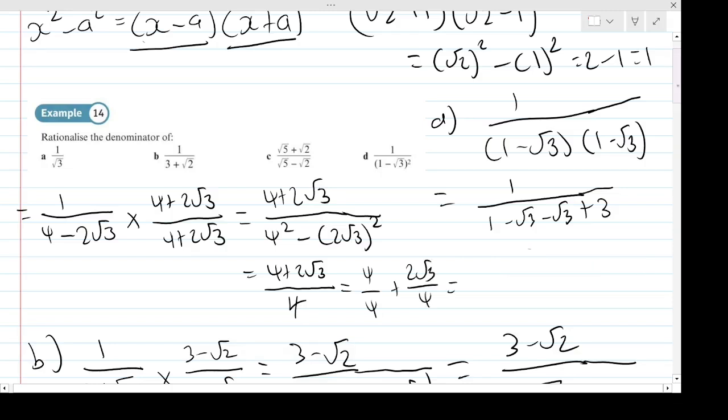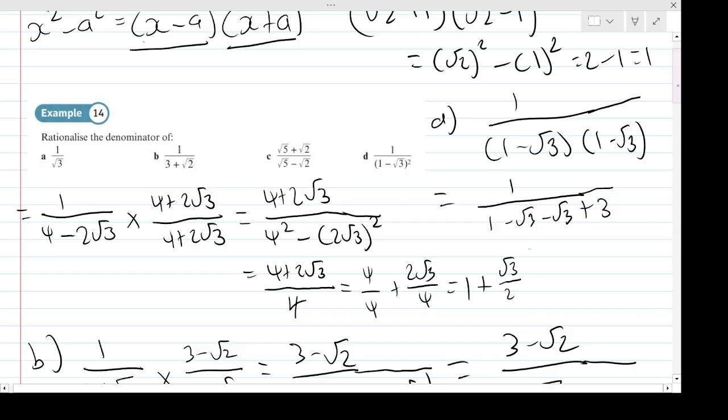Well, 4 over 4 is just 1. And then 2 over 4, well, that'll just be a half. So I'm going to have a half root 3, or I could just say that's root 3 over 2. Okay, I could put that in the numerator instead. That's, I guess, an easier, more simplified form, but it doesn't really matter. This is essentially the final answer, right? It's 4 plus 2 root 3 over 4. Okay, and then that should be it.